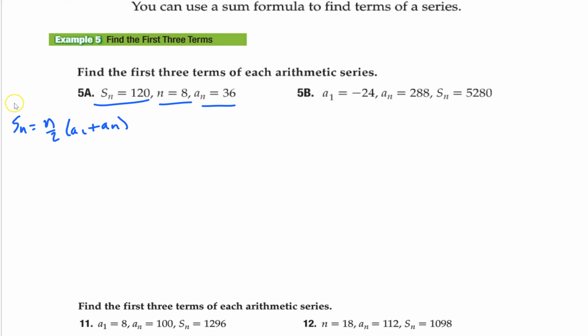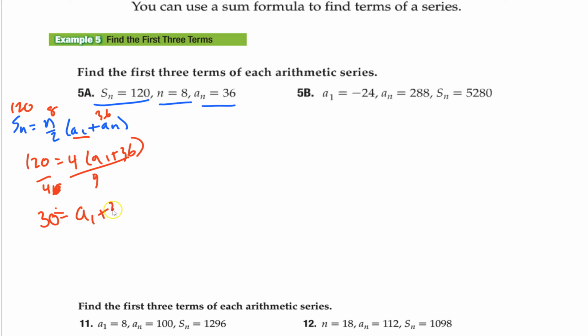Let's plug in what we have. Sn is 120, n is 8, and AN is 36. So if I do that, I can find out what A1 is. 120 equals 4 times A1 plus 36. Divide by 4 is probably the easiest thing to do. And I get 30. Oh, divide by 4 and that's 40? No, 120 divided by 4 is 30. 30 equals A1 plus 36, minus 36. A1 equals negative 6. So that's my first term.